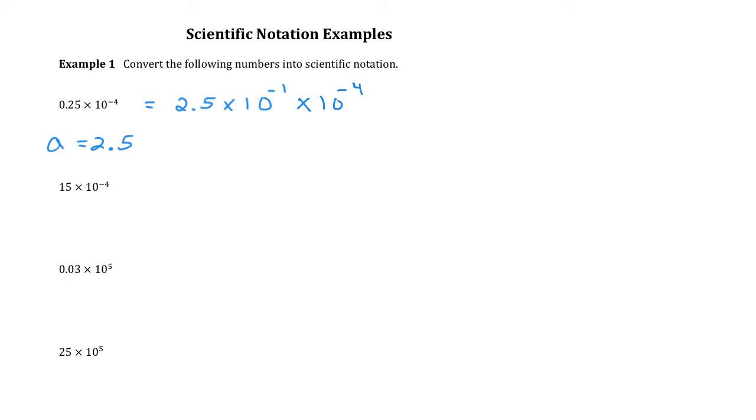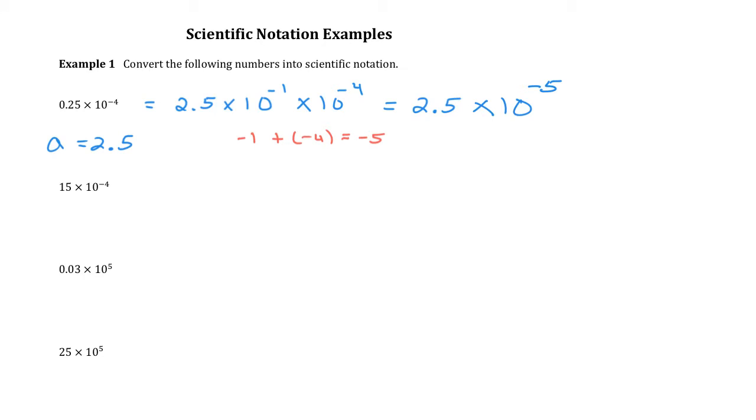When I combine this all together, there isn't anything I can do with the 2.5, but here I have 10 to a negative 1 times 10 to the negative 4. We have a rule for this, where the negative 1 is added to the negative 4, which is negative 5. So we have a final answer of 10 to the negative 5th power.